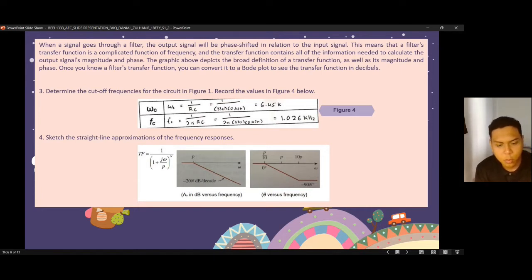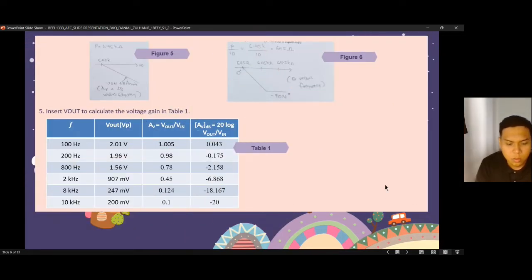Then, in step 4, we sketch the straight line approximations of the frequency responses by using the values from step 3, from figure 4 above. The figure of the graph below is an example for our sketches in the next slide. So, figure 5 and figure 6 above are the sketches of the straight line approximations of the frequency responses.